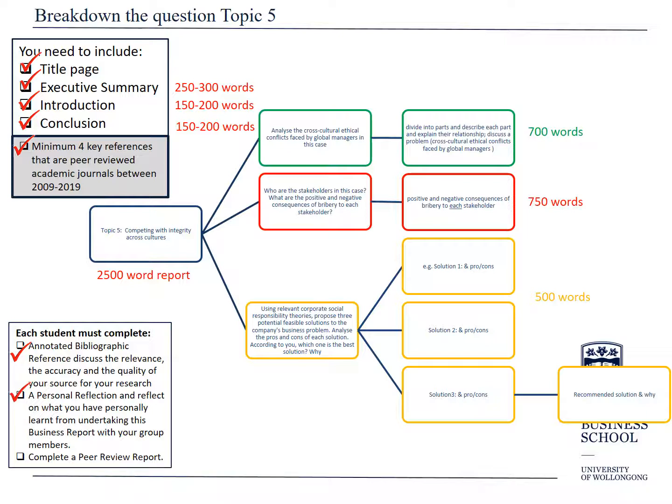The same with the personal reflection. Please include your name next to it and reflect on what you personally learned from undertaking your business report with your group members. And finally, each member must complete a peer-reviewed report of each team member. So once you've mapped out how you want to answer the assignment question, you've looked at word allocation and all requirements of the report, it's time to identify the keywords that you're going to use in the databases to find the academic journal articles you need for this report. Let's do that now.